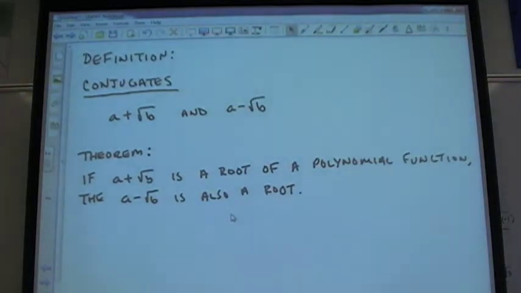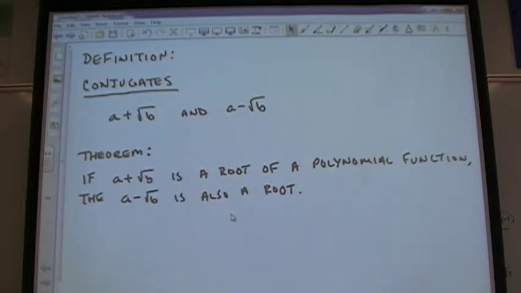Alright, write down the definition of conjugates. Conjugates of complex numbers, all you do is change the middle sign. So if I ask you for the conjugate of a plus the square root of b, it would be a minus the square root of b. Now if I just gave you square root b, if you just had one term, and it's not a rational number, the conjugate would be negative square root b. All you do is change that sign in front of the radical or imaginary number.